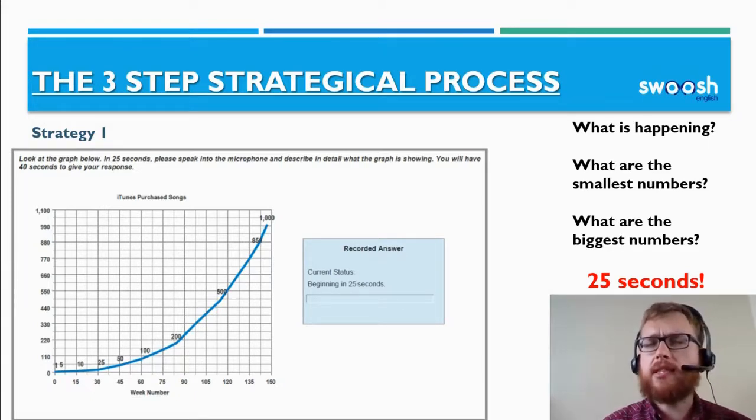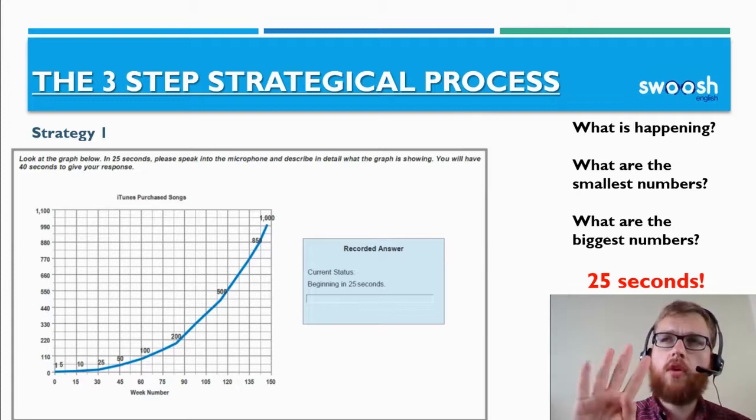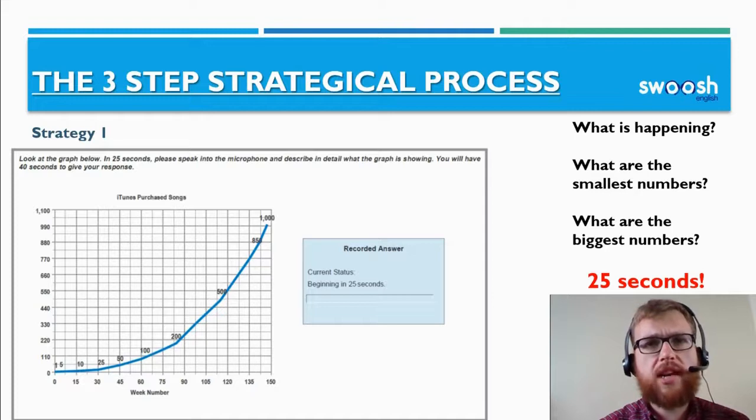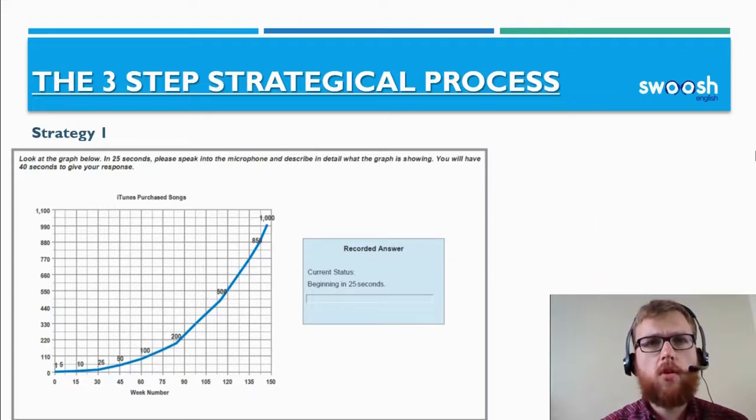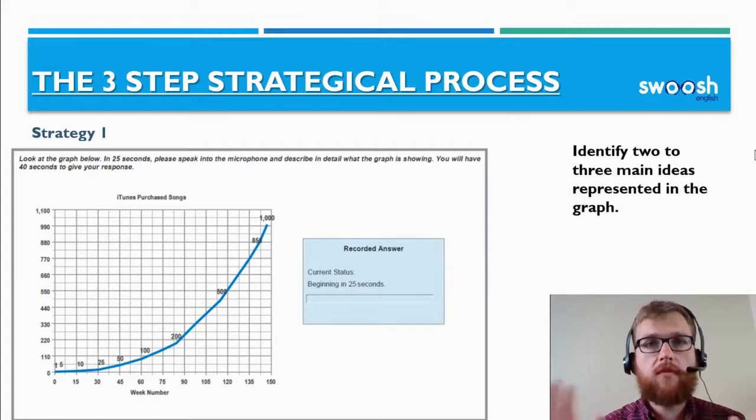You got about 5 seconds left. 5, 4, 3, 2, 1. Think of that as your brainstorming section. Okay, what information did you get from this chart? This is what I've gotten previously.